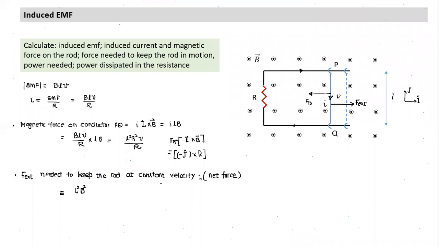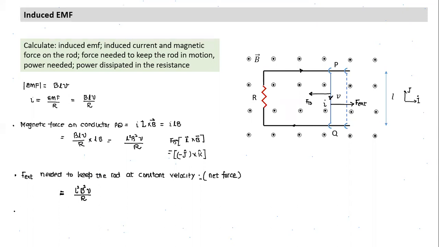So to have constant velocity, net force should be 0. So which are the forces acting on the rod? Magnetic force, due to the current flowing and the magnet, and the external force. They have to be equal and opposite. So this is the force I need to apply to keep it moving.